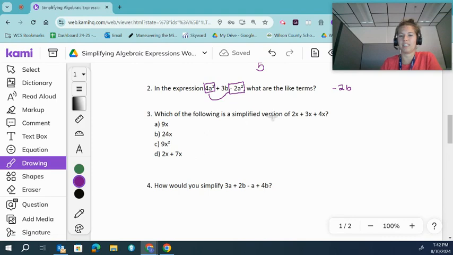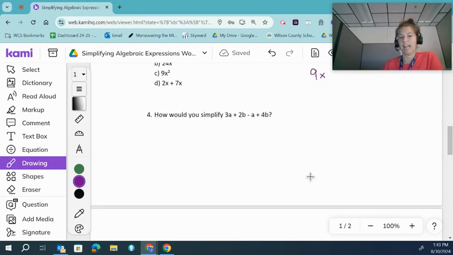So which of the following is the simplified version? So we have 2x plus 3x plus 4x. Notice, all three of these terms are like terms. They all have x as the same variable. So I'm going to add them straight across. 2x plus 3x is 5x, plus 4x is 9x. So A is our correct answer here.